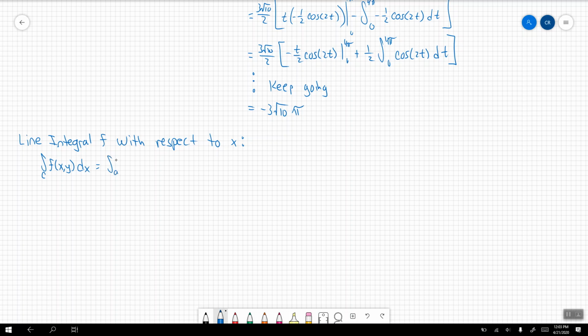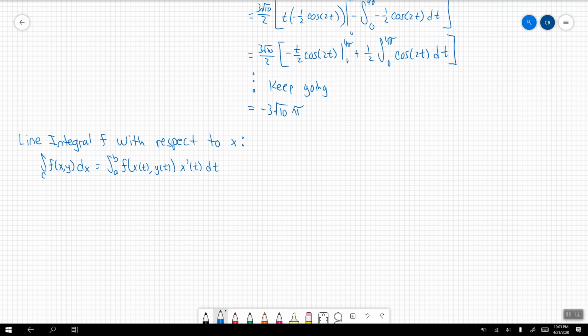Now, if this happens, then we can still parameterize using our components x of t and y of t. The only difference here is that we don't have the magnitude of that position vector. In that instance, we're only going to have the derivative of the x component in terms of t, and this is going to be with respect to dt.